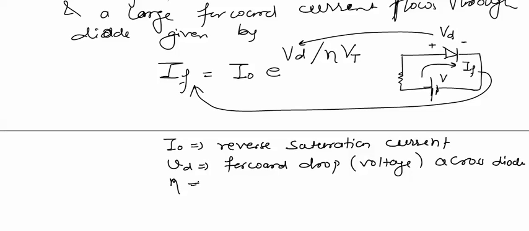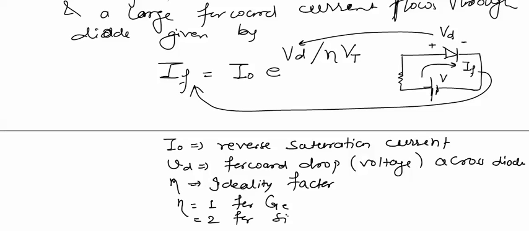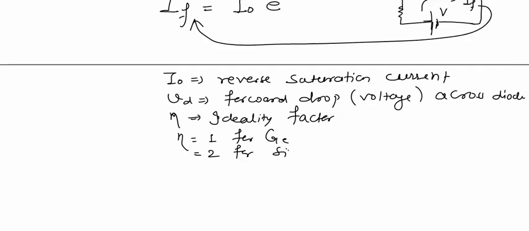Eta is called the ideality factor, and its value is equal to 1 for germanium and equal to 2 for silicon. V_T is called the thermal voltage.